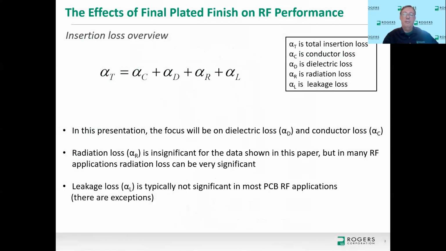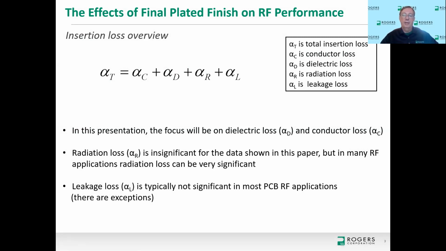So to begin with, a quick overview of insertion loss. And again, as most of you probably know, insertion loss is made up of 4 different components. There's conductor loss, dielectric loss, radiation loss, and leakage loss. For the presentation today, in the data that I'm going to be sharing, radiation loss is either insignificant or it's been accounted for, let's say. So I'm not really going to talk about radiation loss today, and there's a lot of reasons behind that. Radiation loss is a pretty big topic, and there's a lot of different variables to it. So for now, we're going to ignore radiation loss and just focus on dielectric loss and conductor loss.